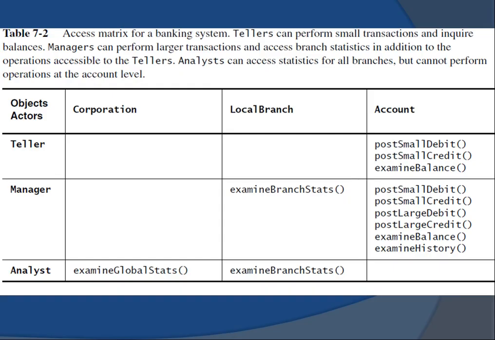Now this table shows an access matrix for a bank system. Tellers can perform small transactions and inquire balances. Managers can perform large transactions and access branch statistics in the system. This example is of an access matrix for a banking system. Now there are objects such as teller, manager and analyst. In this particular scenario, we are considering only three actors, or we can say objects.